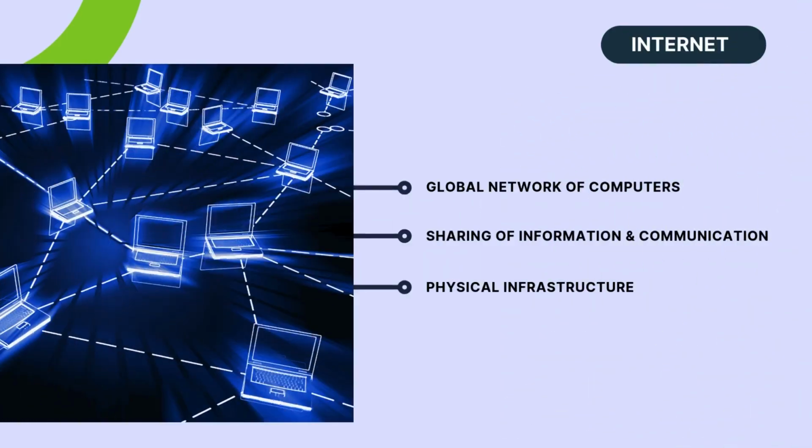What is the Internet and how does it work? The Internet is a global network of computers connected to each other, allowing for the sharing of information and communication across vast distances. It's made up of physical infrastructure like cables, satellites, data centers, servers, and ISPs, all working together to enable devices worldwide to interact seamlessly.